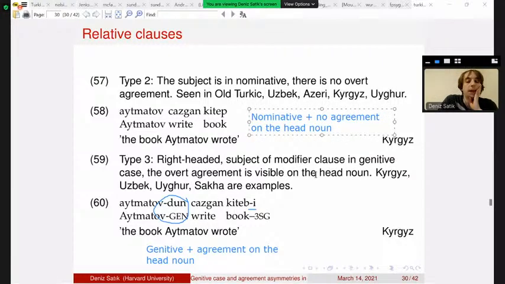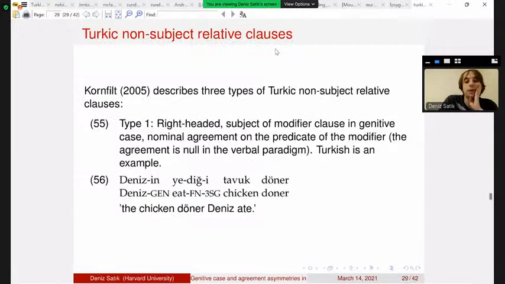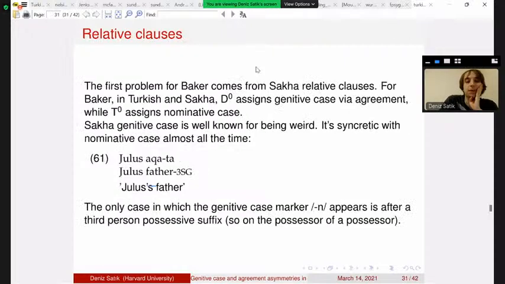Okay. But going back to Turkish really quickly, this is also the case in Turkish. So if you have genitive case on the modifier, you need to have agreement on the head noun as well, similar to Turkish. But this is going to be contradicted, as we'll see. Whoops. I need to get rid of that little line. Okay. So the first problem for Baker is going to come from Saha relative clauses.